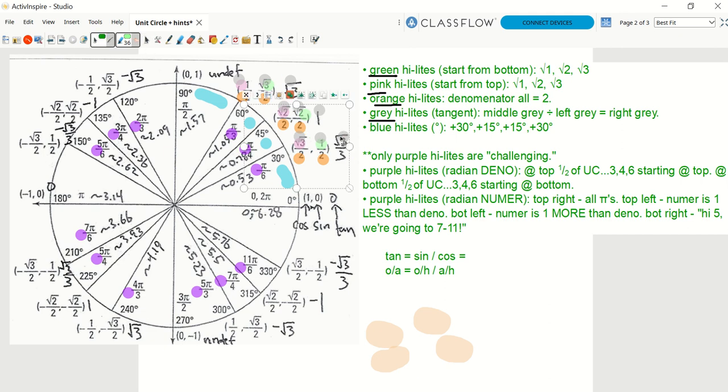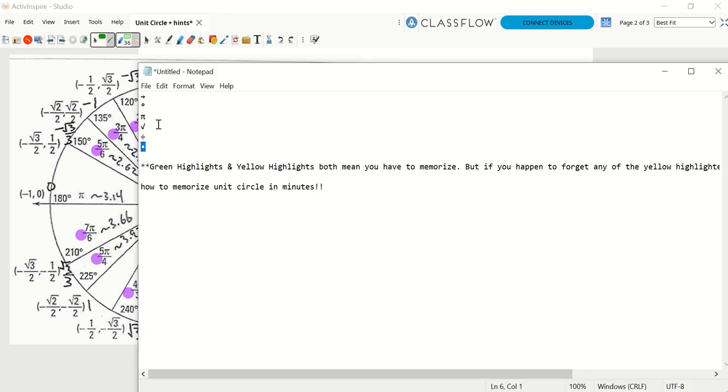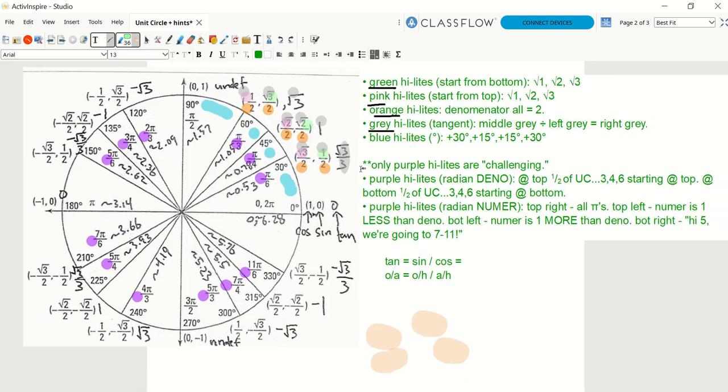Let me show you why 1 divided by root 3 is root 3 over 3. We multiply top and bottom by root 3 to simplify. So I end up getting root 3 over root 9, which is root 3 over 3. Hence, 1 divided by root 3 is root 3 over 3.